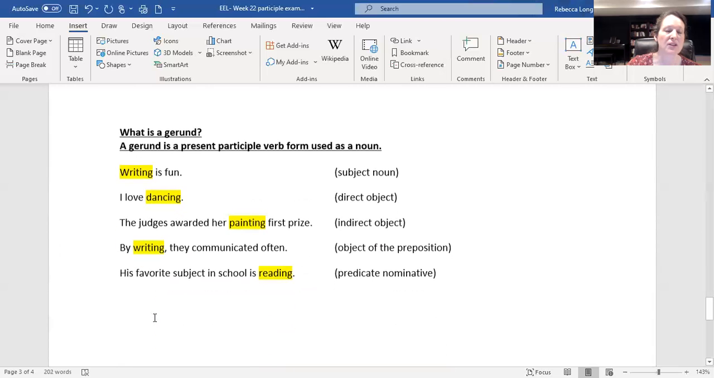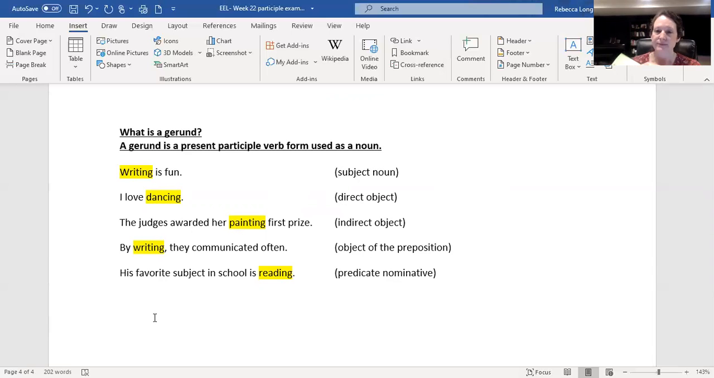And then finally, we're in week 23. And in week 23, we're going to talk about gerunds. And what is a gerund? A gerund is a present participle verb form used as a noun. Those present participle verb forms are any verb that has that ing ending. Okay? So look at this. Writing is fun. What is fun? Writing. There's not an action here. Writing is a noun. It is doing the job in this sentence of a subject noun, because remember, nouns have all kinds of jobs they can do. In this case, we have a subject noun.